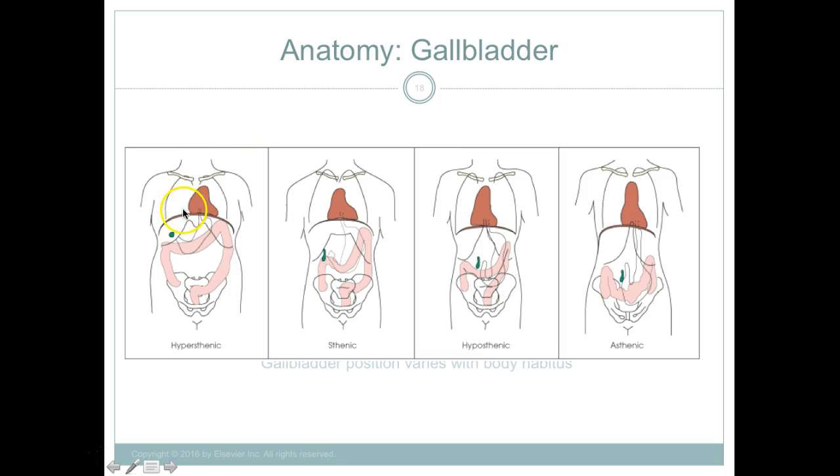And here is the body type. Based on your body habitus, if you are hypersthenic, it's going to be across the top, up high on your right side. If you're sthenic, it's just going to be in your upper right quadrant. As you go hyposthenic, it's going to start to drop down, and as you go asthenic, you're going to be down close to your pelvic region.